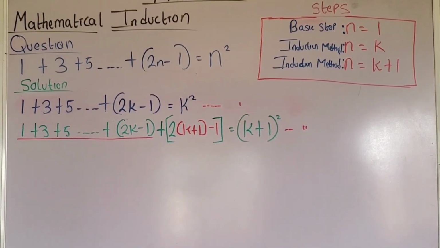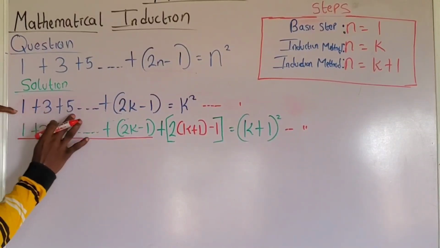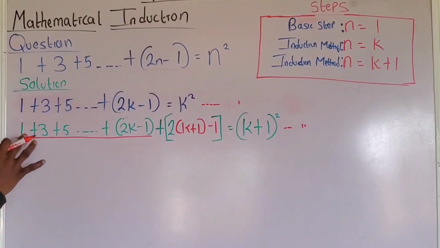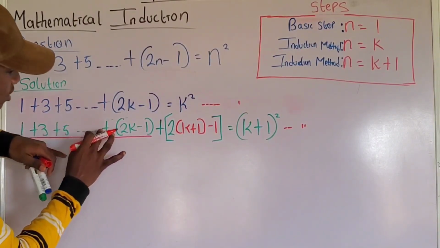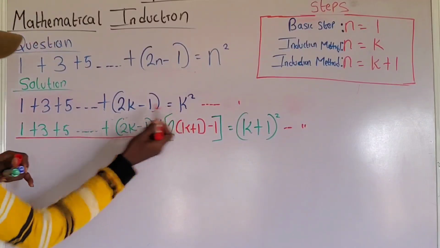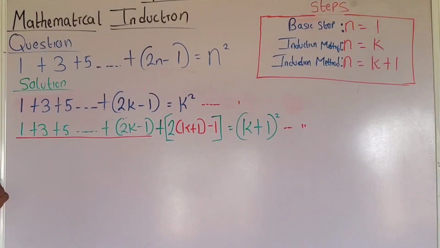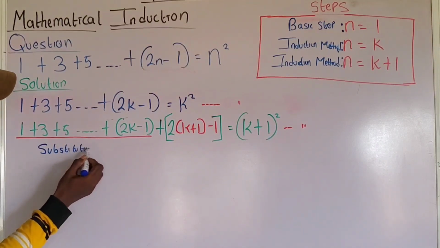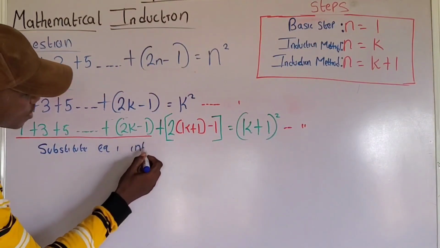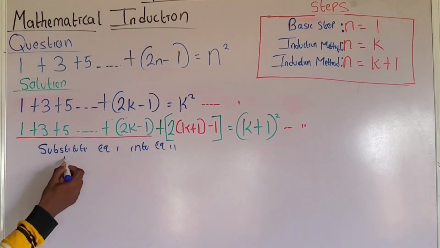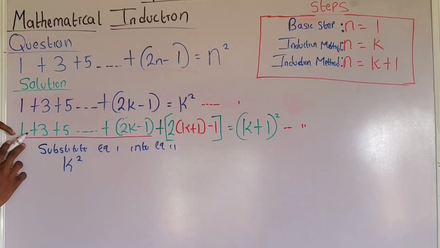What I'm insinuating is that, listen, you know that 1 plus 3 plus 5 plus ... plus 2k minus 1 is equivalent to k squared. Now we have 1 plus 3 plus 5 plus ... plus 2k minus 1. I can replace all these by k squared. You understand? What I did is just substitute equation 1 into equation 2.